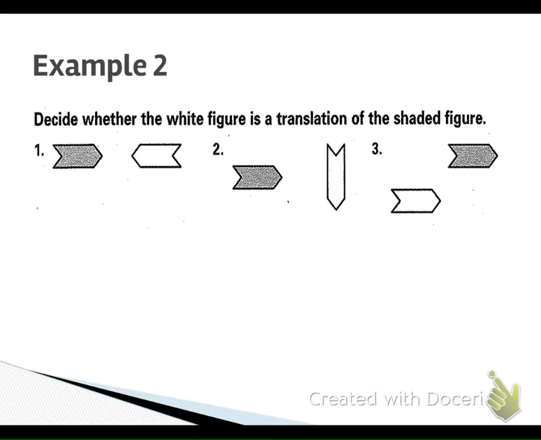Okay, so I see that a lot of you already have this answered. So our first one, is it a translation? No, it's not just a direct slide, right? Number 2, is it a translation? No. Nope. But number 3? Yes. Yep, we can see that it is because we could just pick this one up, slide it, and it would directly lay over top.